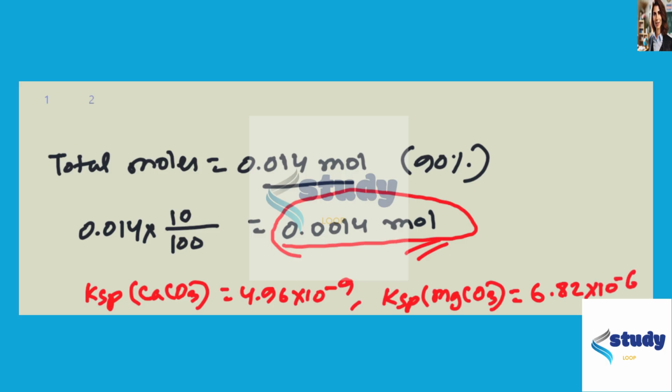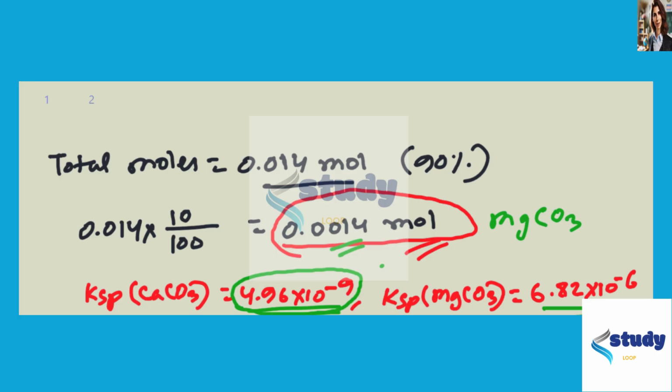So from here we can see that the Ksp value of calcium carbonate is very low compared to the Ksp value of magnesium carbonate, and that means with the addition of sodium carbonate all of the calcium carbonate will be precipitated. As we know, the compound with lower Ksp value will be precipitated first. That means after the addition of sodium carbonate, what we have here will be totally magnesium carbonate. We don't have any calcium carbonate left here, as it has a lower Ksp value. All of its ion will be removed already.